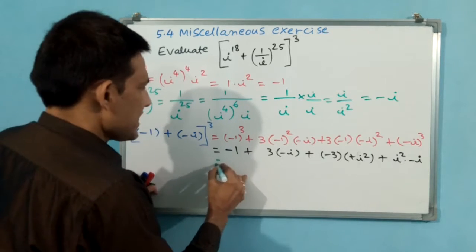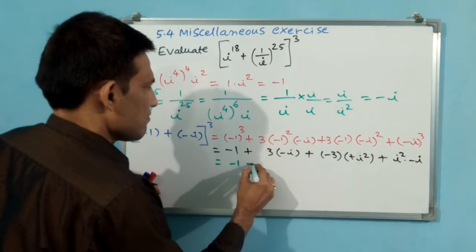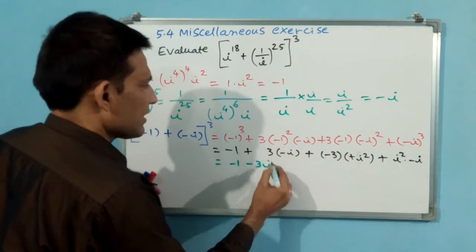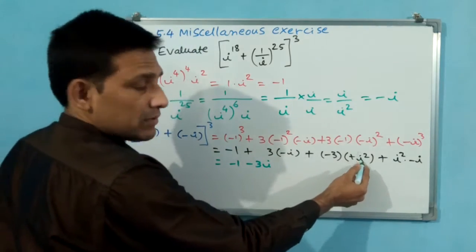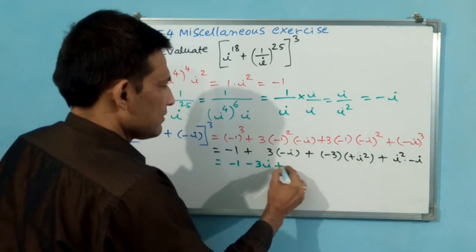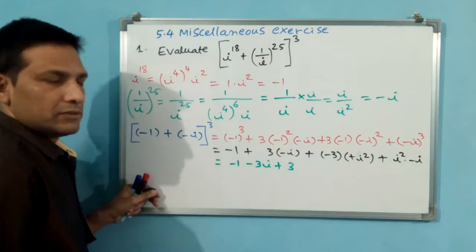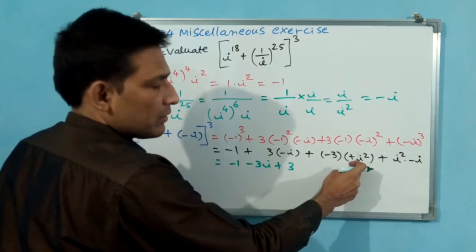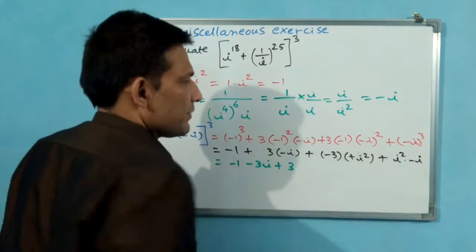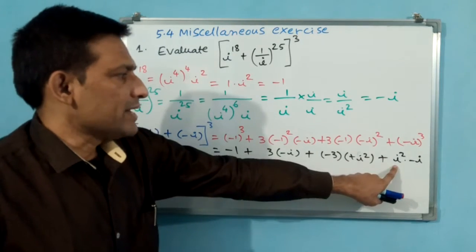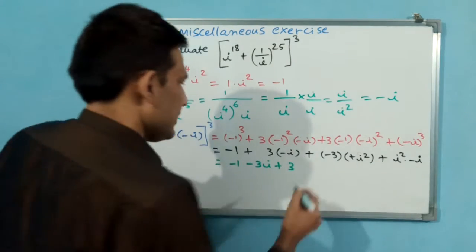3 into minus i, minus 3i. Minus 1 minus 3i, or minus i3. Now you see i square is minus 1. Minus of minus, plus 3. This i square is minus 1. Minus 1 into minus, plus 3. Here you see i square is minus 1. Minus minus plus i.